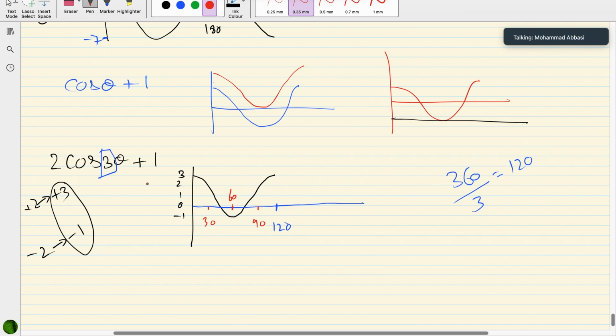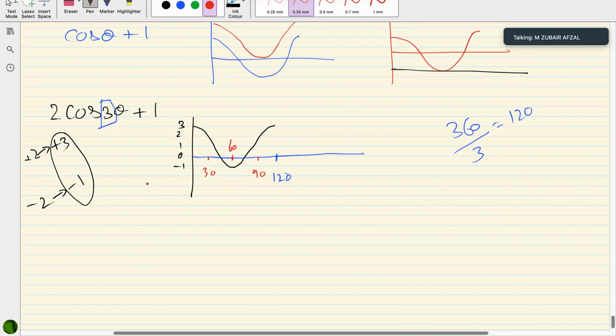Okay, that's what at least you understood. So this actually depends on your practice. Now we have already drawn this graph, so we can see that the range is 3 and minus 1. It lies from minus 1 to 3.